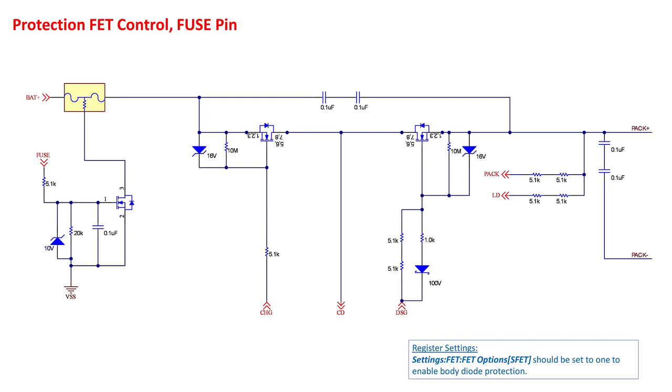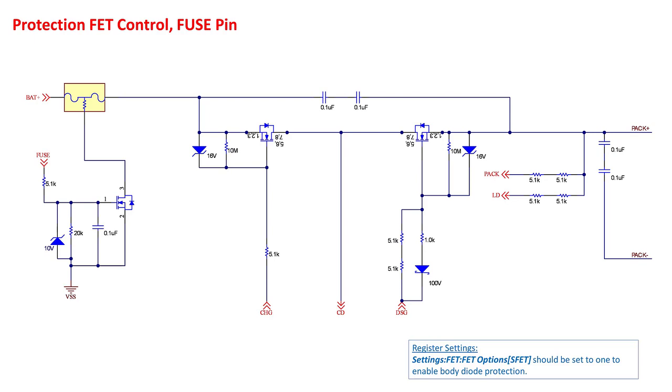In the most common configuration, the charge and discharge FETs are connected in series as shown in this image. The charge FET is disabled when certain protections trigger, such as an overvoltage or overcurrent during charge. By default, the BQ769X2 will also disable the charge FET when the device is in sleep mode to save power. This behavior can be modified in the register settings.